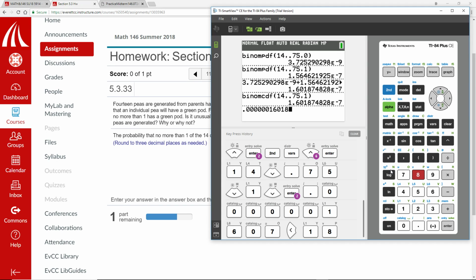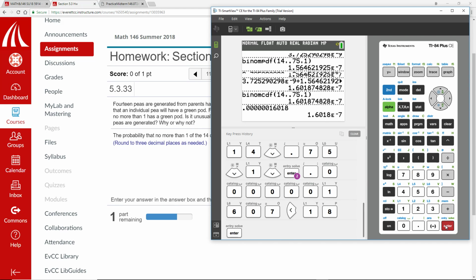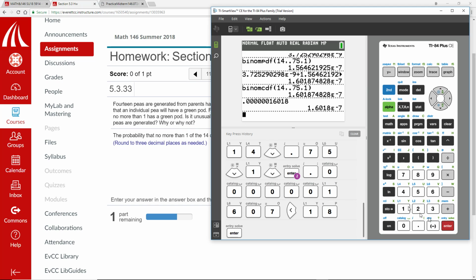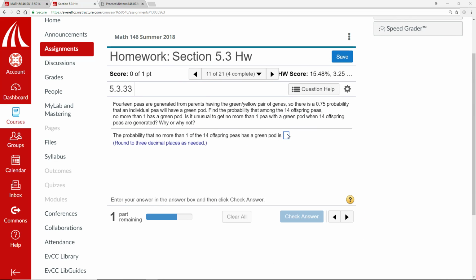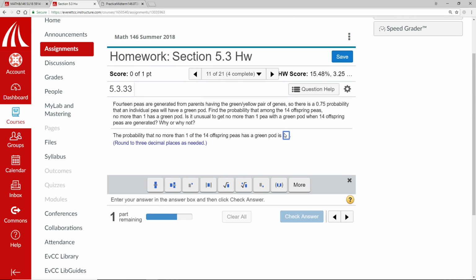That's what it is. This number is approximately this number. Like if I hit enter, so the number in scientific notation is extremely close to 0. It's very, very rare. I don't even know how I'm going to round this off to 3 decimal places. If I round this off to 3 decimal places, I'm just going to have to put in 0.